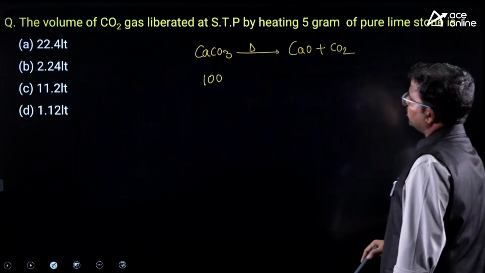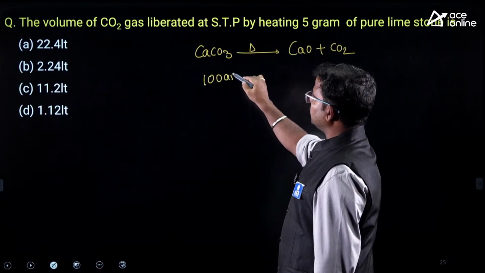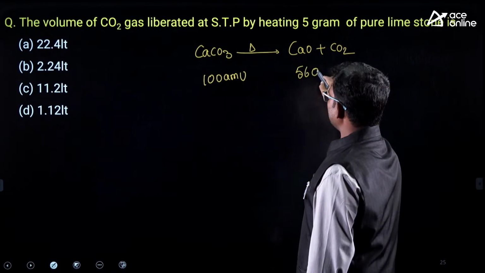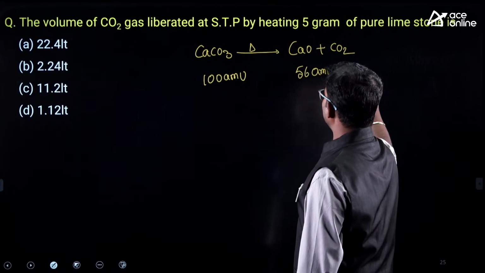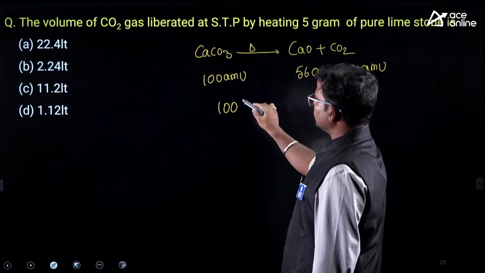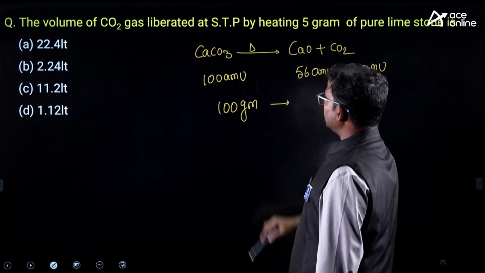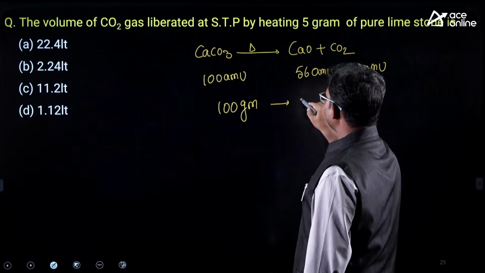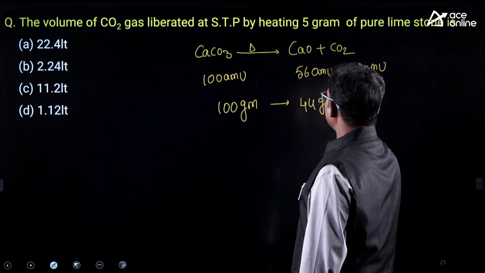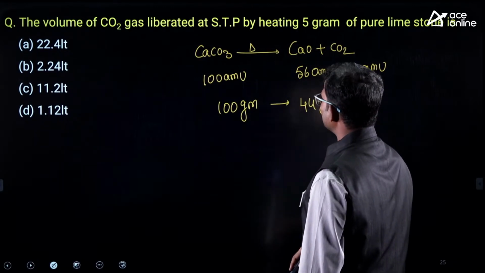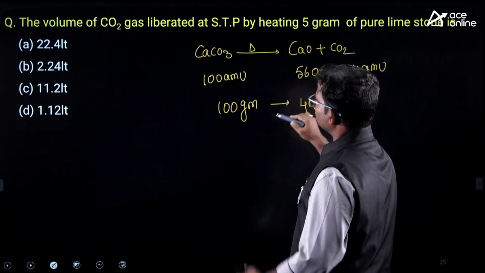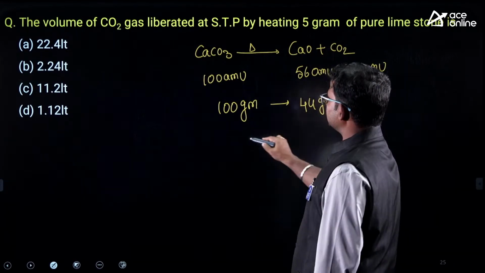100 AMU. Okay, if you substitute that, 100 AMU or 100 U, how much calcium oxide do we get? 56 AMU. Next, what about carbon dioxide? 44 AMU. So if you consider 100, instead of AMU, if you consider grams, for 100 grams of calcium carbonate, how much carbon dioxide can be formed here? 44 grams. Okay, 44 grams of carbon dioxide we get from 100 grams of calcium carbonate. Suppose you choose 5 grams, then what will happen?